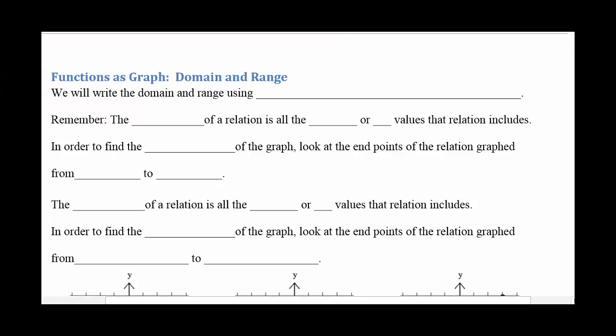All right, reading the domain and range of a graph. So we're going to write the domain and range using interval notation. In doing that, we want to remember that the domain of a relation is the set of all input or x values that a relation includes. In order to find the domain of a graph, we look at the endpoints of the relation graph and look from left to right.